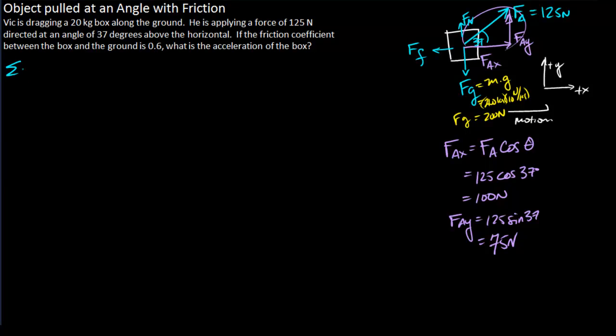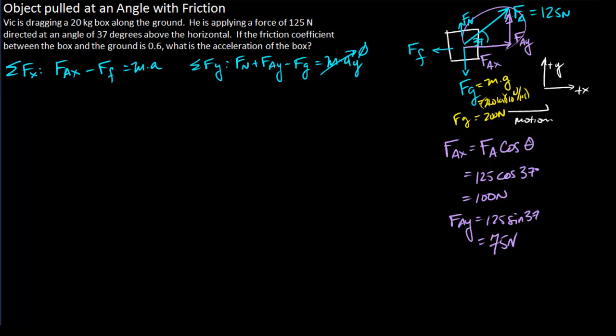In the x direction, I have the sum of force in the x. It's going to be my applied force in the x, or FAX, minus the force of friction. This equals m times a. Now in the y direction, the sum of the forces in the y is going to be the normal force plus the y applied force minus the gravitational force, and this equals m times a in the y. Now I can make an assumption. I'm going to assume this block is not going to be moving up and down at all, so that means there's no acceleration up and down, or my y acceleration is 0.